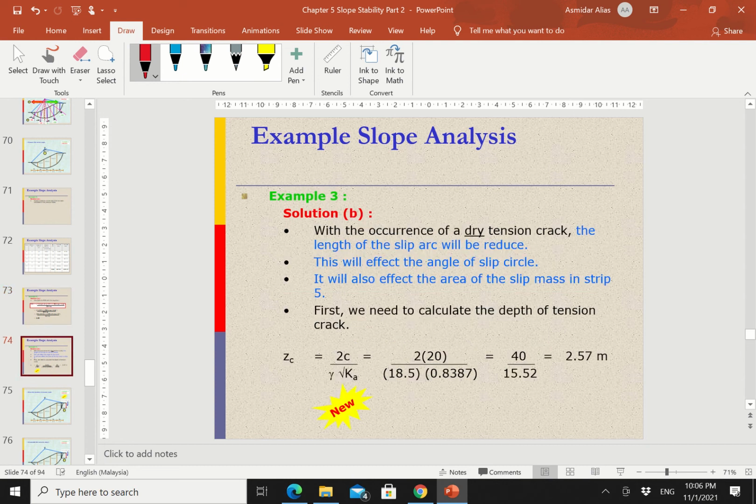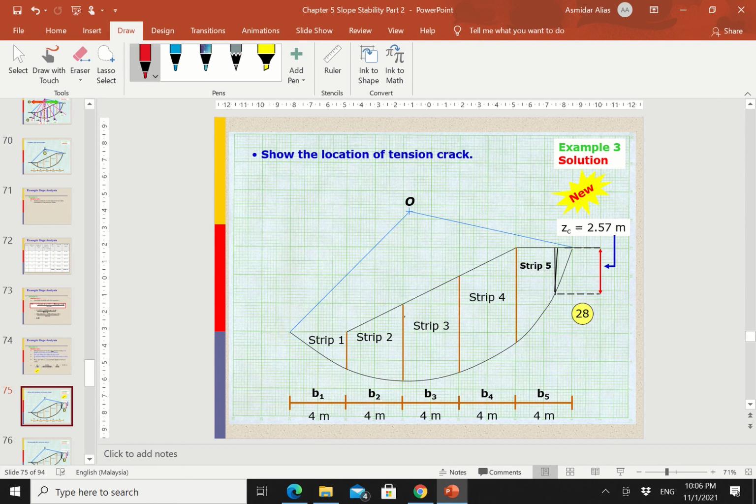Okay, next, if you have a tension crack, first find the value for Z0 or tension crack depth, and you need to use the equation of 2C over gamma square root Ka. That will be the value for tension crack depth. Okay, put the information in and then you get the value for tension crack. So that value, in this example, is 2.57 meters. Position that in the graph paper.